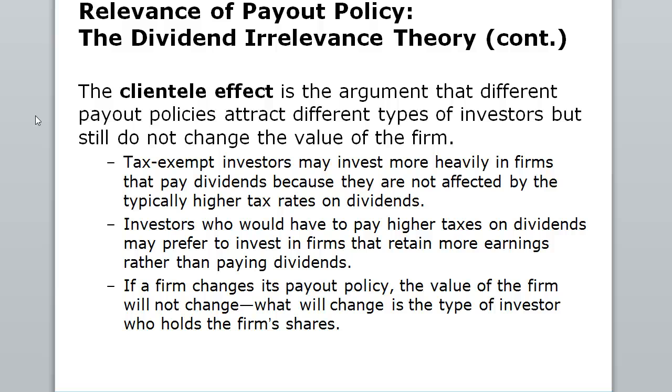So if a firm changes the payout policy, the value of the firm should not change because the clientele mix will switch around, and people who don't like the current policy will sell, and it'll attract people who do like the current policy. So there might be a ripple effect in the stock price, but overall, the value of the firm should be in the assets of the firm and not in its dividend policy.